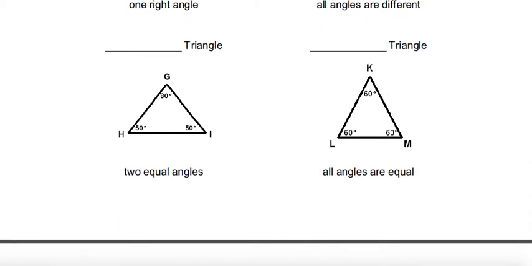And two other triangles that we're going to take a look at when we're looking at angles is when we have two angles that are exactly the same. As we can see here, we have two angles that are equal to 50 degrees. We call this an isosceles triangle. And the last one is where all three angles are exactly the same, so they are all 60 degrees, and we call that an equilateral triangle.